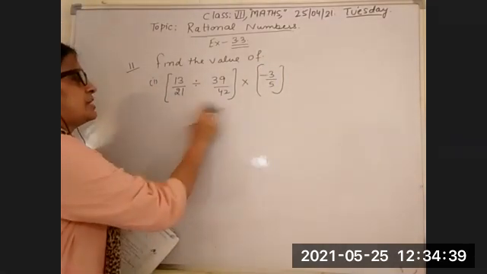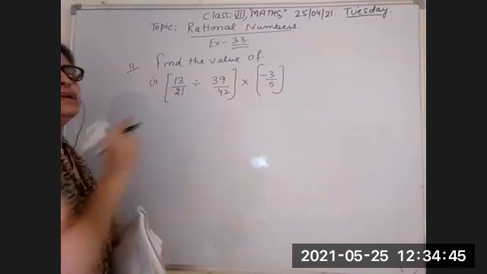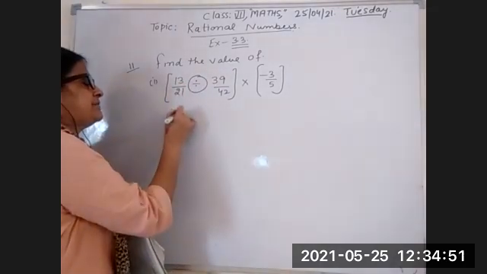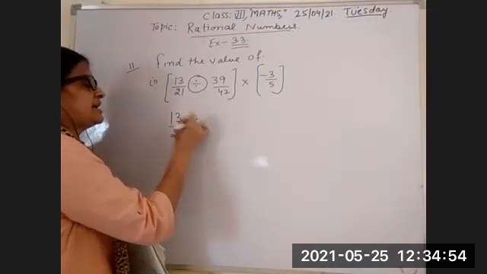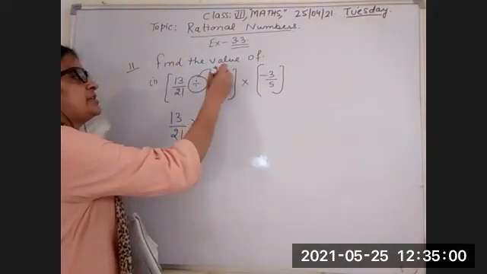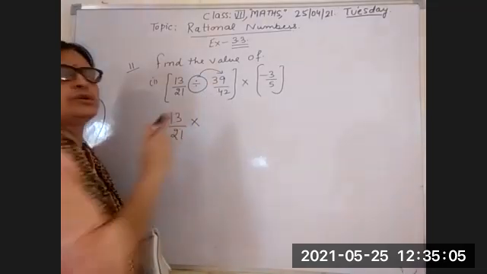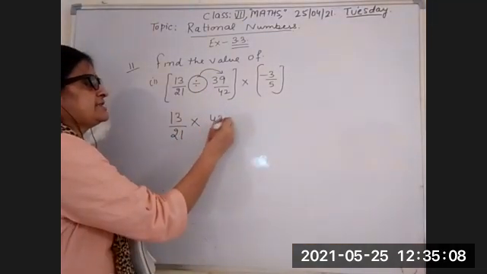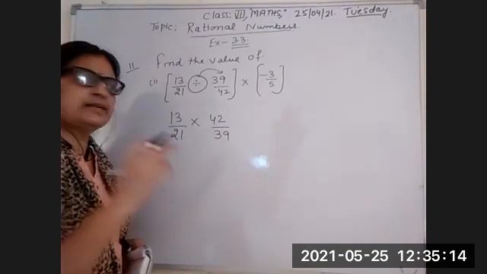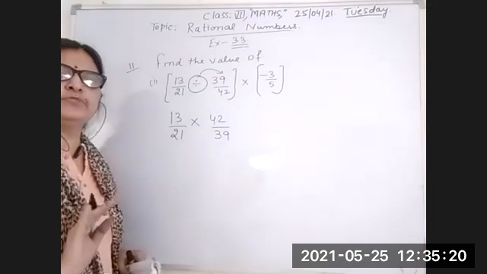So first you will solve this bracket, and in this bracket the sign divide is given. Yesterday I told you that when you convert the divide sign into multiply, you have to take the reciprocal of the number after the division sign. So the reciprocal of 39 upon 42 is 42 upon 39. Change the numerator into denominator and denominator into numerator; both will be changed.